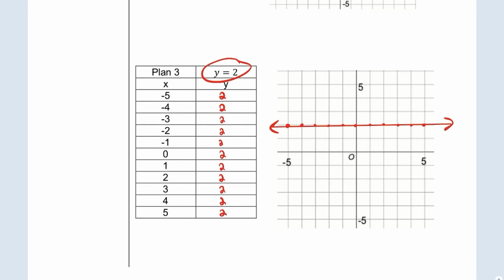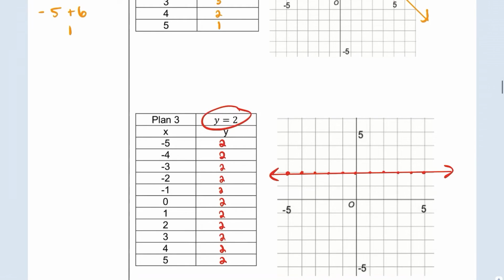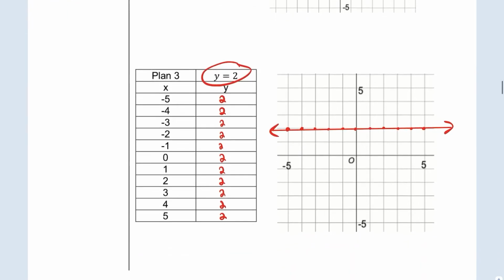If you were to plug in -4 into this equation, y is equal to 2. So for every x value that we plug in, y is always equal to 2. So that's what this equation is telling us, and it turns out to be like this. We got a nice horizontal line here, okay?